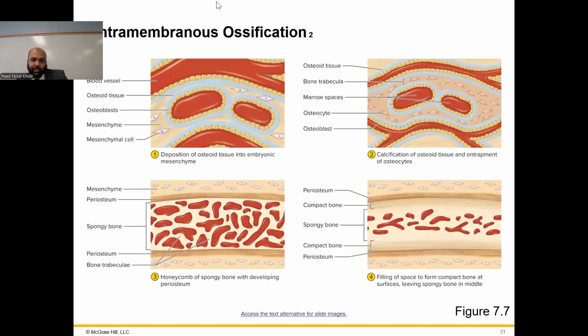So you see, this is the intramembranous ossification. It begins with the deposition of osteoid tissue. You see, this is the osteoid tissue, the osteoid tissue into the embryonic mesenchyme. Okay, that's the first step. Then the next step, after we deposited osteoid tissue in the embryonic mesenchyme, there's a calcification of the osteoid tissue and entrapment of the osteocytes. So you see the osteocytes are now beginning to appear, and they are going to drown. They're going to get frozen up and retired in there in this calcified osteoid tissue.